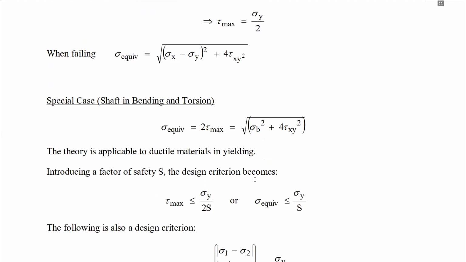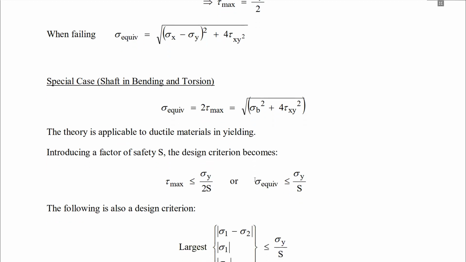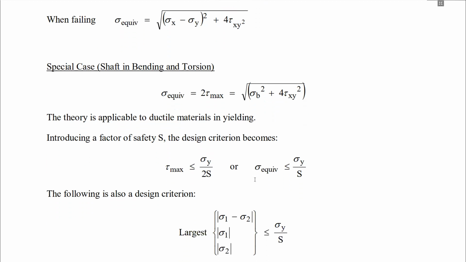So you can look at the two. We have the maximum normal stress theory and the maximum shear stress theory. Maximum normal stress theory for brittle materials, and the maximum shear stress theory for ductile material. And when we introduce factor of safety so that the component can operate within the safe margin, we have the maximum shear stress, sigma y over 2, should be less than or equal to sigma y over 2s, or 2 times the factor of safety.